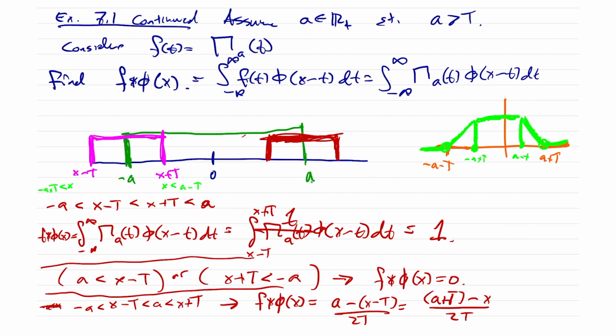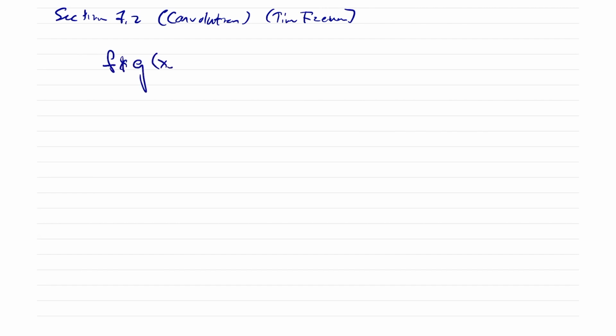Okay, so if you look at Feynman's book, let's change to a different color here. His section 7.2 is all about convolution. This is Tim Feynman's book. So we've already talked about convolution, but just for completeness, we'll sketch out a lot of things like this. So we have this operation we call convolution of two functions f and g.